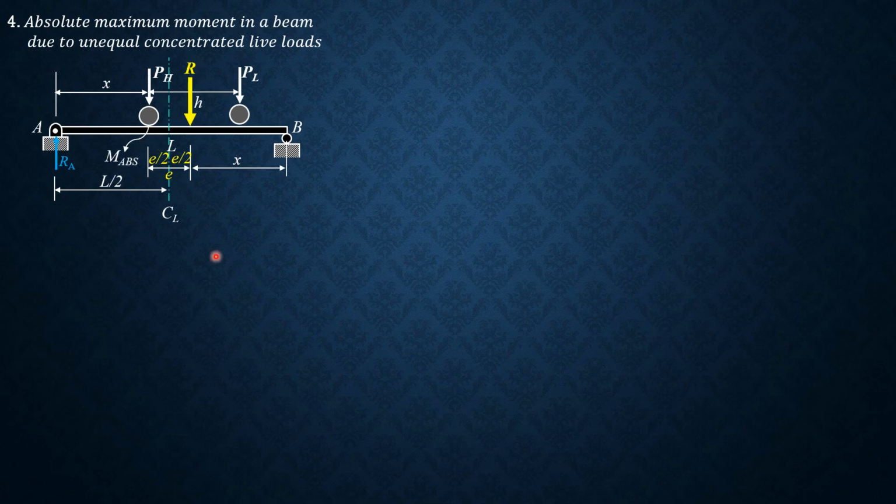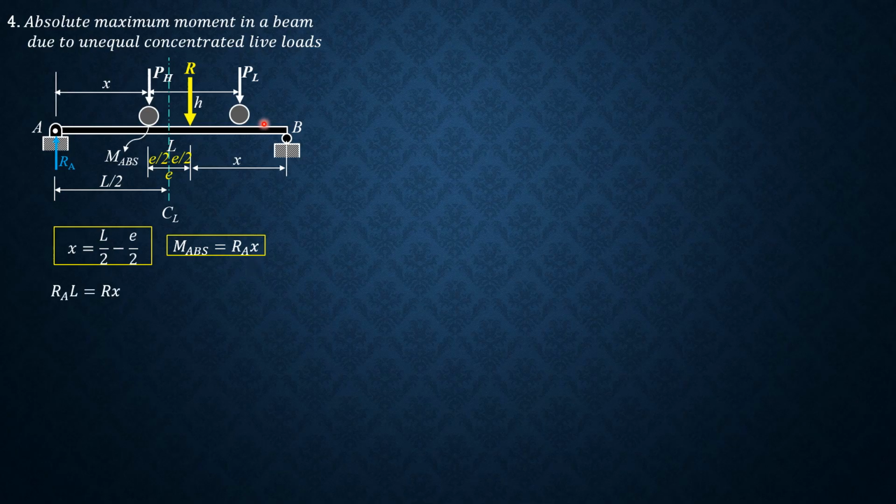It is where the absolute maximum moment occurs. So X is L over 2 minus E over 2. Another way to compute the absolute maximum moment based on statics is you compute Ra by this positioning, then you just take moment about this point, and M absolute max is Ra times x, where x is L over 2 minus E over 2. So M absolute is Ra times x, and let's derive that.